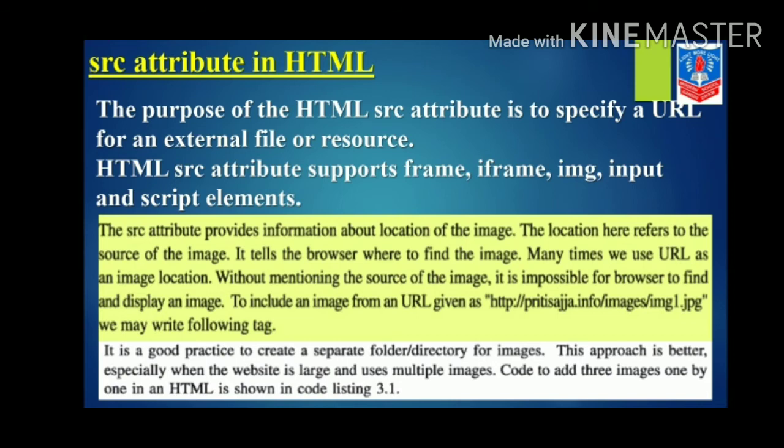To include an image from a URL given as here, children, http and the following complete image path, we may write the following tag. It is a good practice to create a separate folder or directory for images. This approach is better, especially when the website is large and uses multiple images. So the code to add 3 images one by one in HTML is shown also in the code listing above that we have seen. Understood, students?